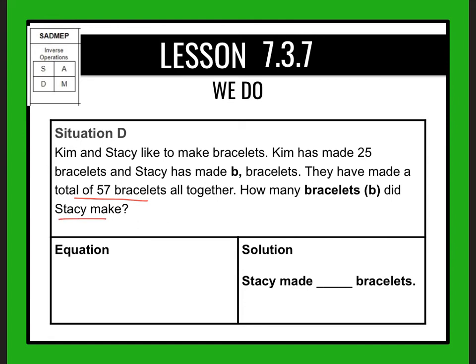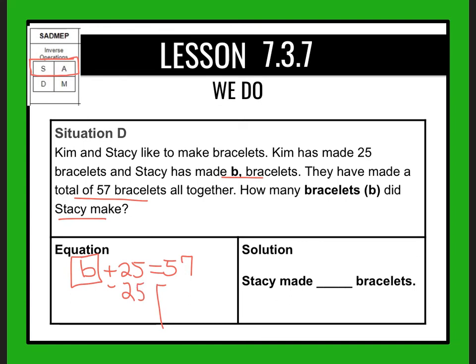So Stacy is who we do not know, but we do know that Stacy made B bracelets, and together with Kim, who made 25, together they had a total of 57 bracelets. Once again, what operations are occurring? Addition and subtraction here. So the opposite of add 25, I'm solving for B, so make sure we leave that on one side of the equation because that's what we're looking for.